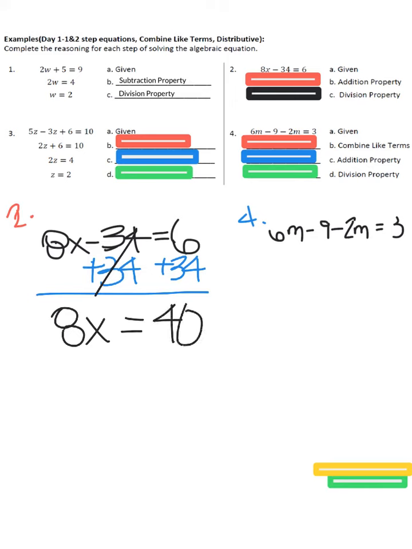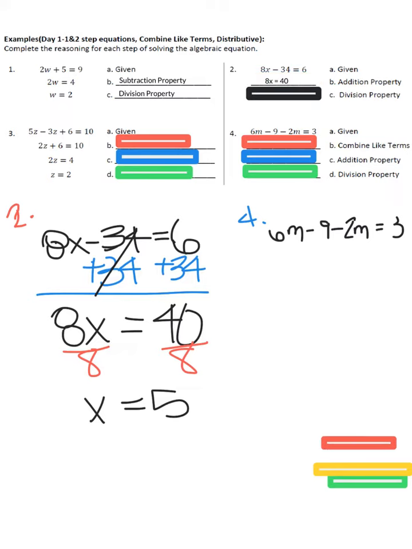Then from there, continue solving, right? I see step C says the division property, which means I'm going to divide both sides by 8, which means I would end up with x equals 5. So, for B, the addition property, our answer is 8x equals 40. Notice that's what we got when we worked it out. And then last but not least, x equals 5. All right, let's look at number 3.